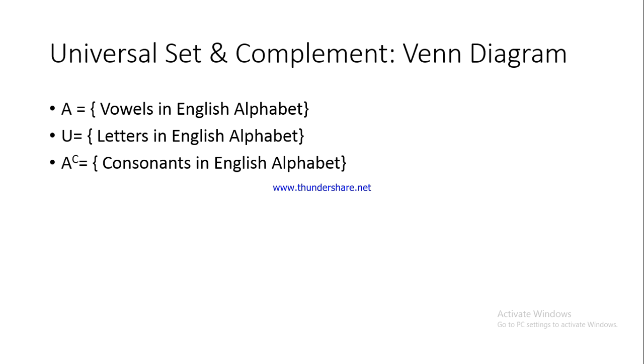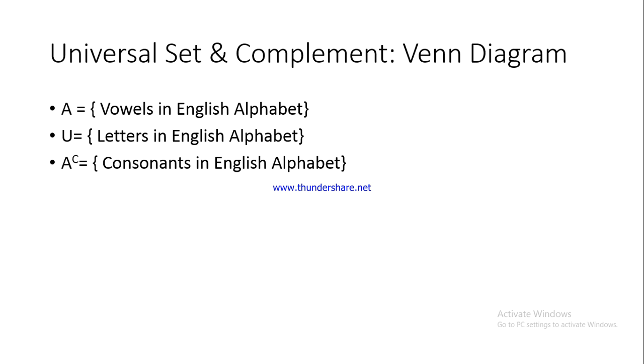Set A only has vowels, while the universal set has all the elements, all the letters in the English alphabet, which means vowels as well as consonants, and that is why A complement will be a set which will have only consonants. Is this understood?